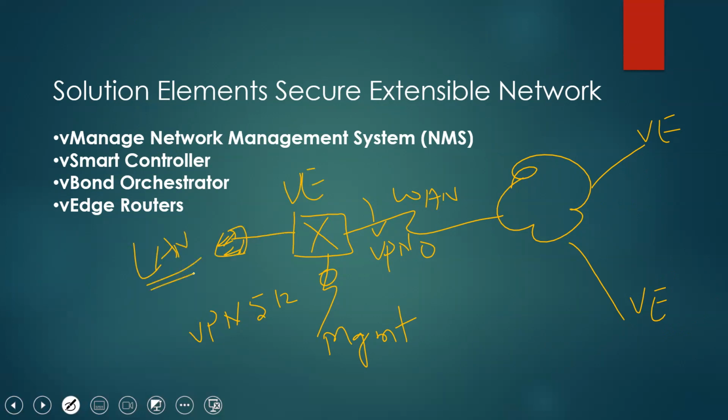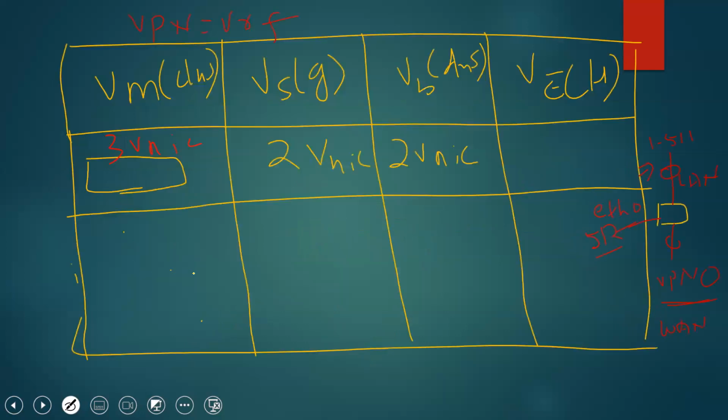So that means, okay, to bring up the fabric you need only two, but for the vEdge you may have more than two NICs. These are the NICs, the physical interfaces. More than two, so greater than or equal to two.